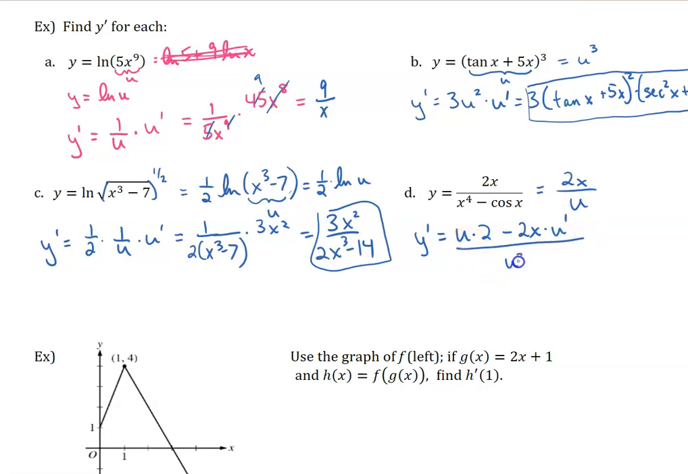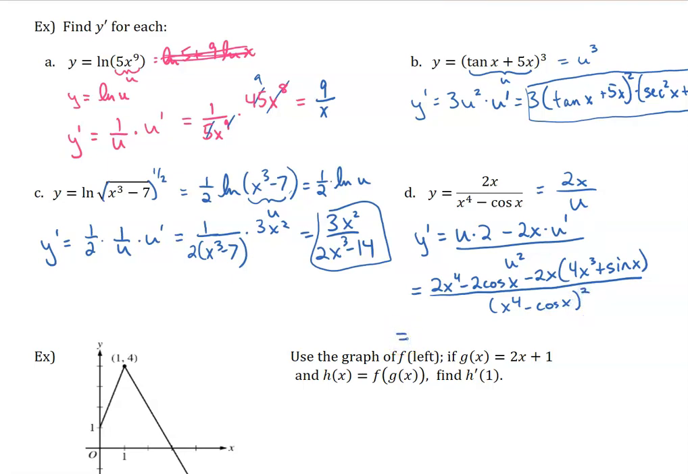All over u squared, all right? And then putting this back in terms of x, we have x to the fourth, well, I'm going to go ahead and distribute the 2. So I have 2x to the fourth minus 2 cosine x, okay, so that's the 2u, minus, and then 2x times x prime is going to be 2x times 4x cubed, and then the derivative of negative cosine is positive sine, okay, all over that quantity, x to the fourth minus cosine x squared, okay?